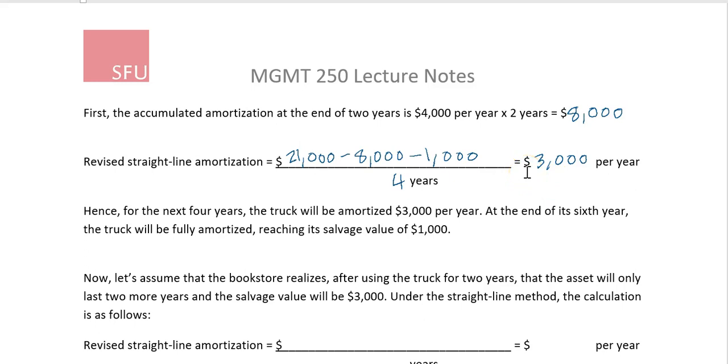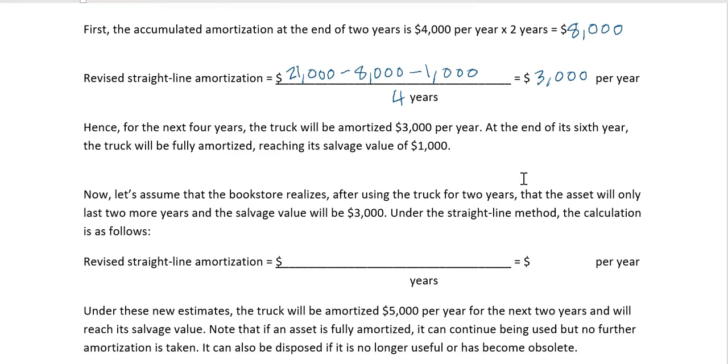$3,000 per year. It's gone down by 1,000, as we would expect it to go down, since we're adding an extra year of amortization without changing anything else. Hence, for the next 4 years, the truck will be amortized $3,000 per year. At the end of its 6th year, the truck will be fully amortized, reaching its salvage value of $1,000.